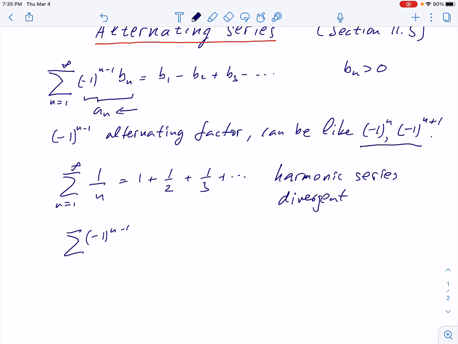However, if we alternate these terms, if we consider the series sum of (-1)^(n-1) times 1/n, which goes 1 minus 1/2 plus 1/3 minus 1/4 and so on, this series actually is convergent, and the limit of this series is natural log of 2. We shall see this later. But you can see how from one divergent series we can get convergent if we alternate the terms.